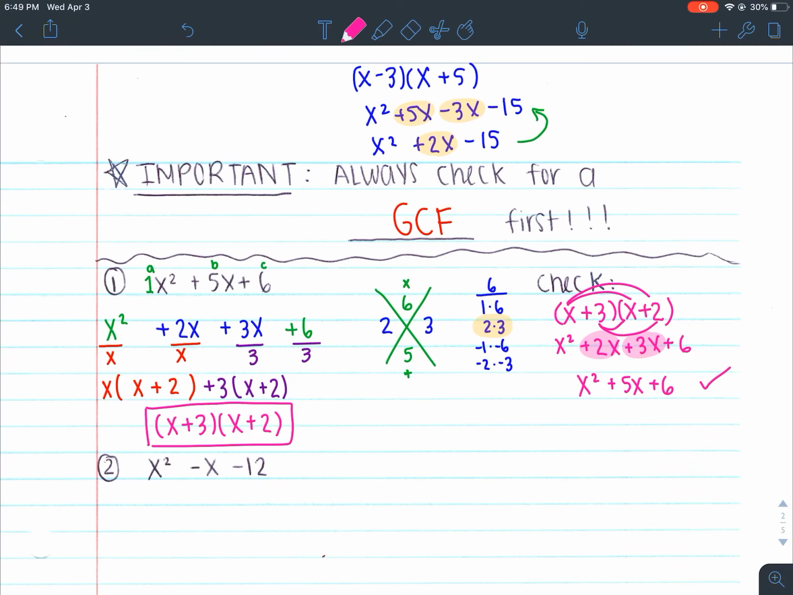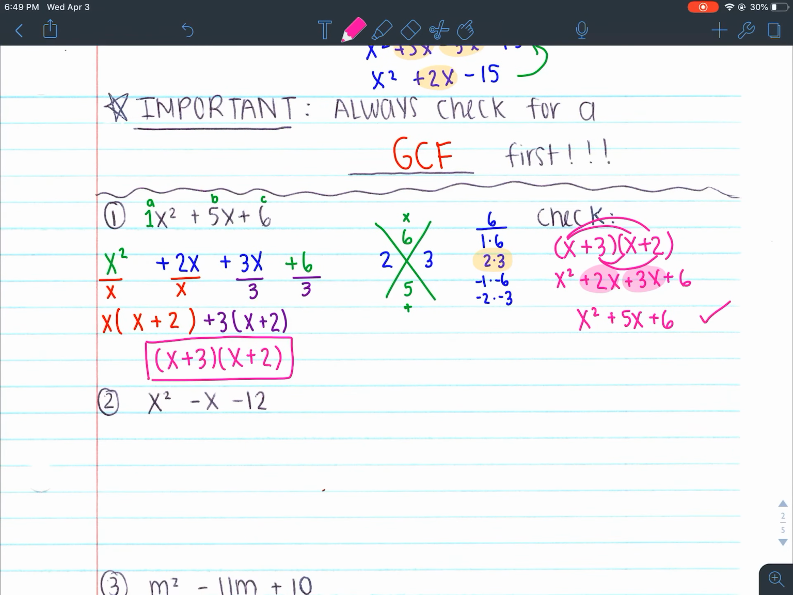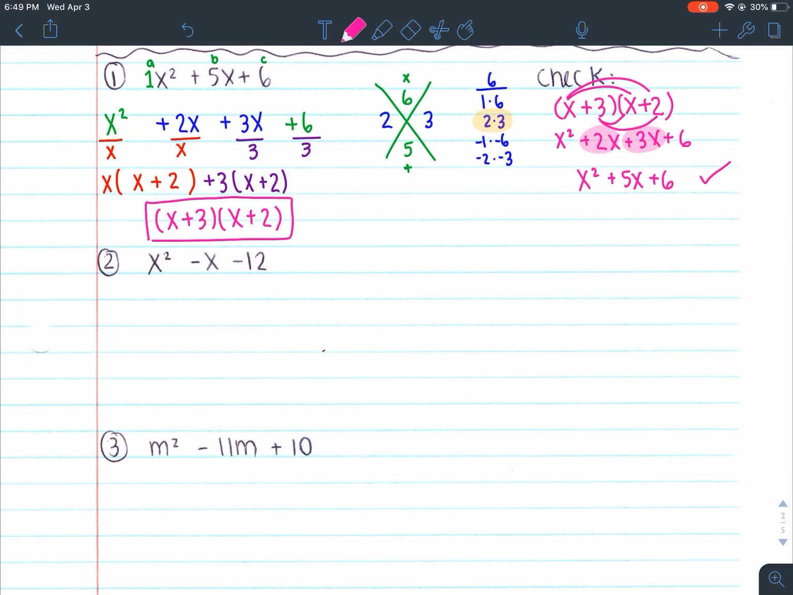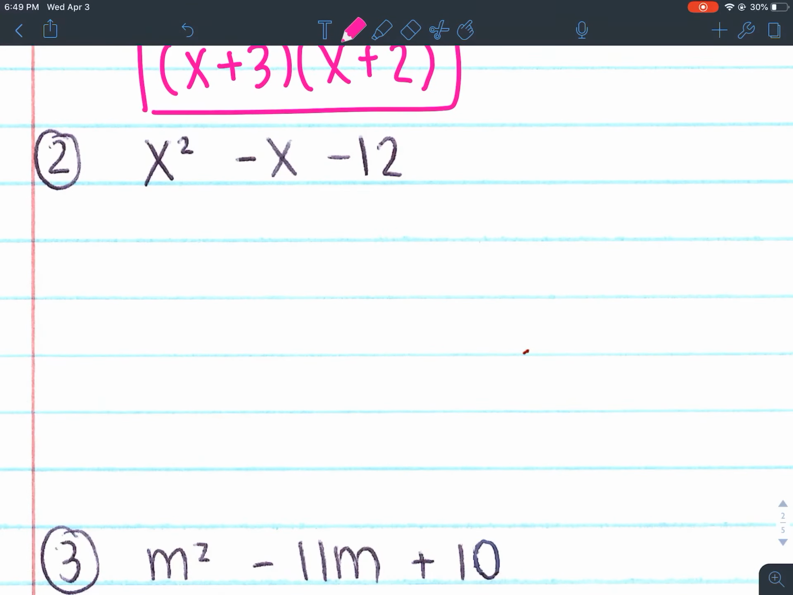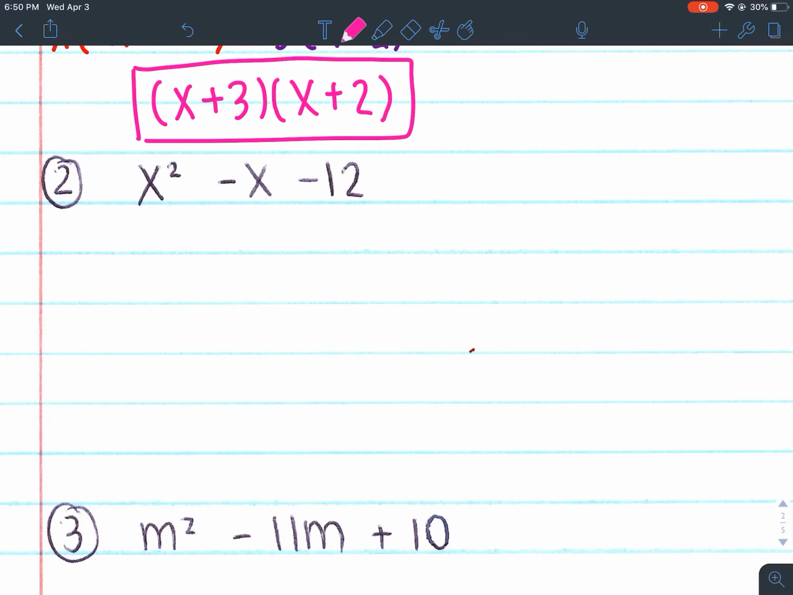Okay? I went really slow. I know you were like, wow, that took like forever to do one problem. But really, once you get the hang of it, it's not too bad. So we're going to go ahead and start number 2. Okay? First thing you always check for, GCF. Do I have one? I do not. Okay? So that means you can go on.